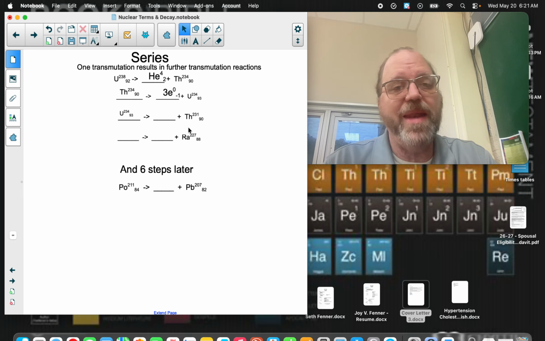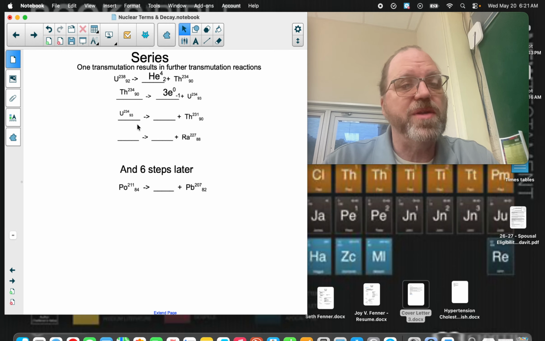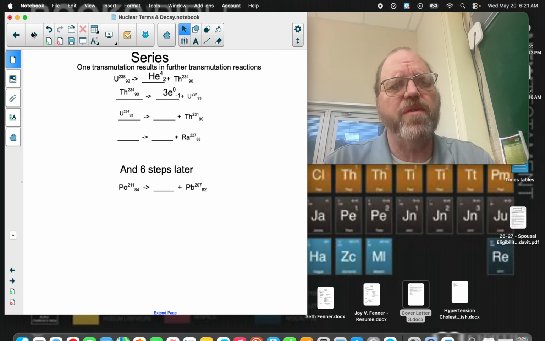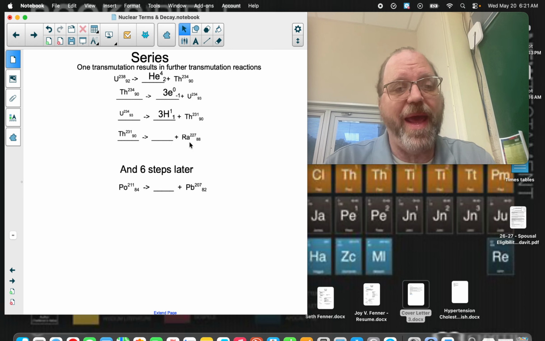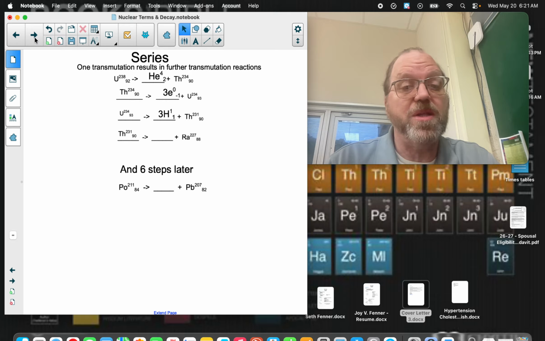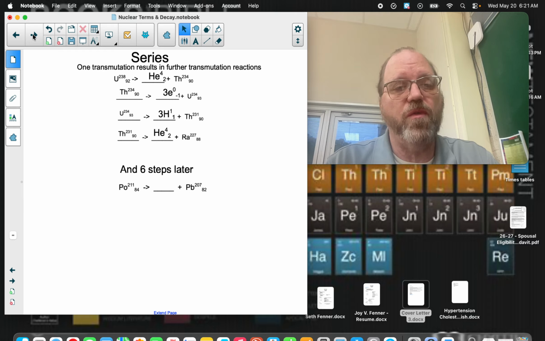Now what can we add to 90 to get 93? Well, that's 3. What would add 231 to get 234? 3, but there is no 3 over 3 of those particles. So we're going to use the proton, H1 over 1, and make 3 of those as well. And then that thorium comes down for the next reaction. And then what am I going to add to 88 to get 90? That would be 2. 227 to get 231 would be another alpha, He4 over 2.